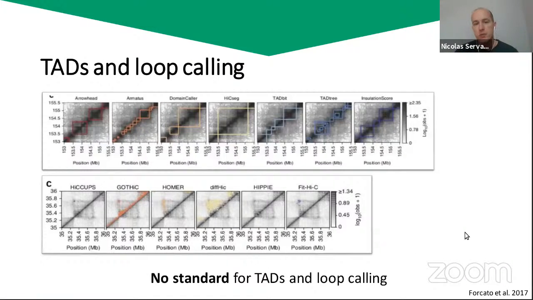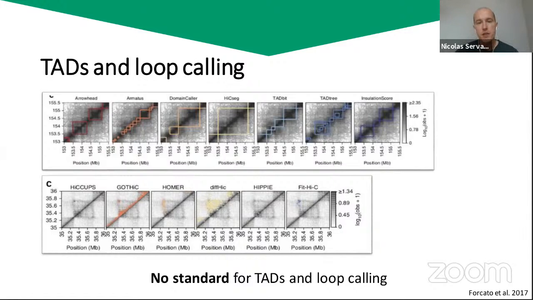So, one word about downstream analysis. Once you have the contact map and you want to go further, looking at the topologically associating domains, the loops, and so on, to my knowledge there is no standard yet in the field.